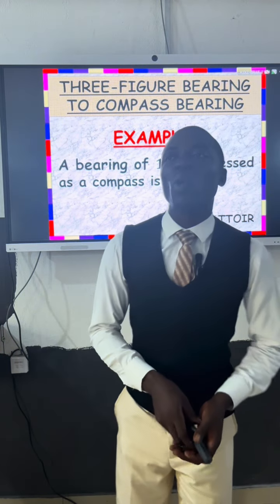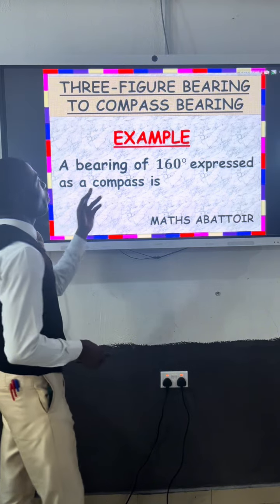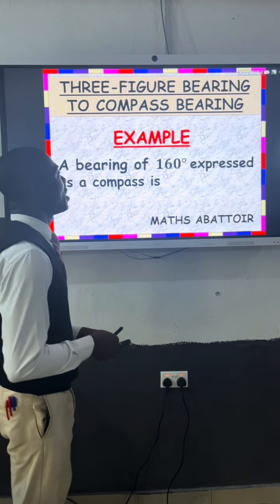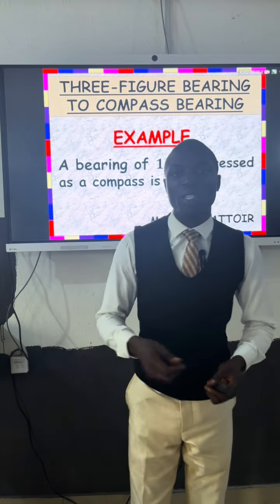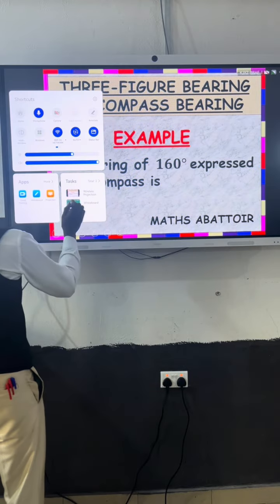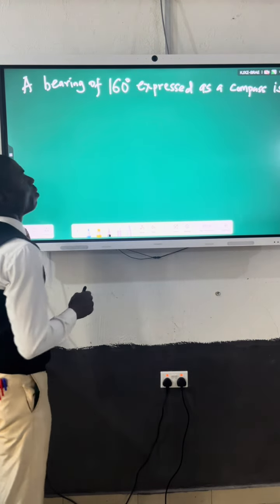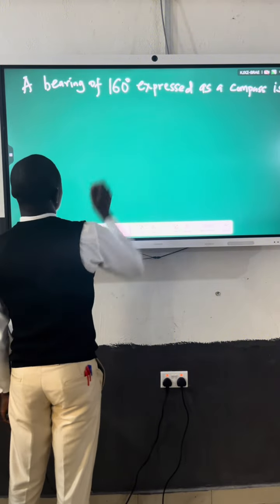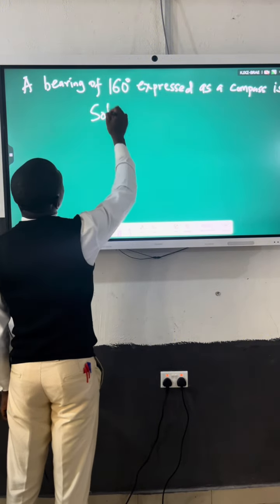Today we want to consider a question on bearing. The question says a bearing of 160 degrees expressed as a compass bearing is what? That's a question, so let's handle it together. Look at the question here. Let's have the question together. We have the solution.